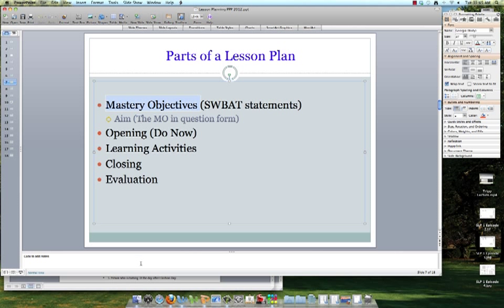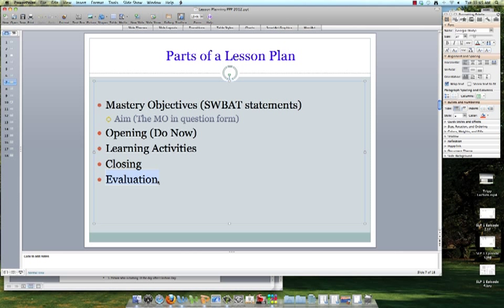So this closure is more than just saying, oh, this is what we did today and this is what we're going to do tomorrow. It's really, this is our time to formatively assess students. And finally, we have an evaluation.